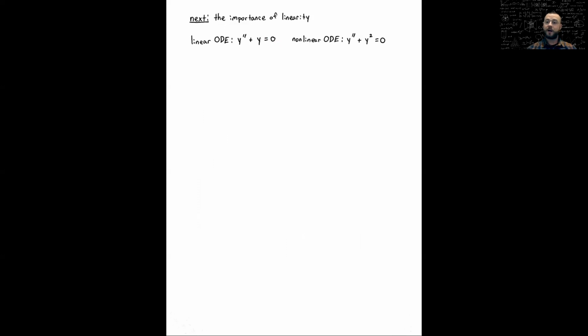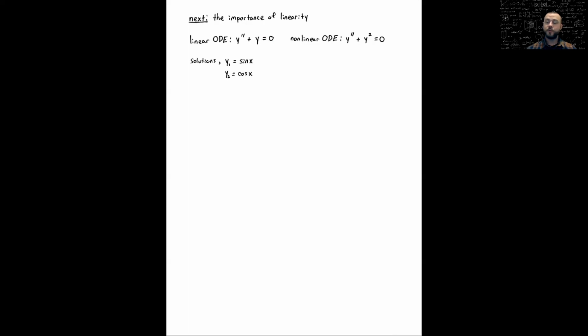All right, so what we're going to look at are two examples of differential equations. On the left, we have a linear ODE, y double prime plus y equals 0. We already know what those solutions are, sine of x and cosine of x. And then we're going to compare that on the right with this nonlinear ODE, y double prime plus y squared equals 0. And just be careful with the notation. Y squared, that's raising y to a second power. The y squared term makes that nonlinear.